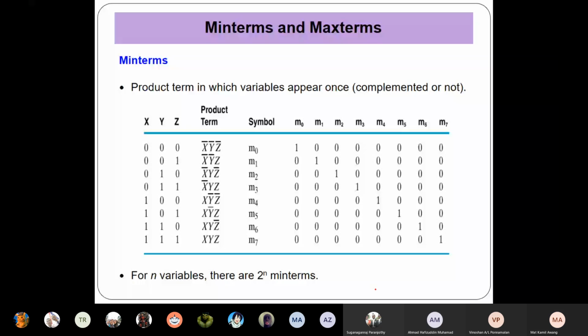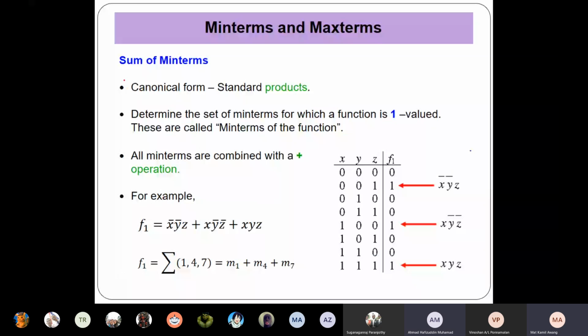It's very straightforward. So the sum of min terms, this canonical form, is the standard products. Determine the set of min terms for which a function is 1. These are called min terms of the function. So let's say you have X, Y, and Z, and a function F1. For example, F1 is equal to x bar y bar z plus x y bar z bar plus x y z. So this is a function in terms of the sum of min terms. This one, this second, and this third. So F1 consists of the sum of 3 min terms.